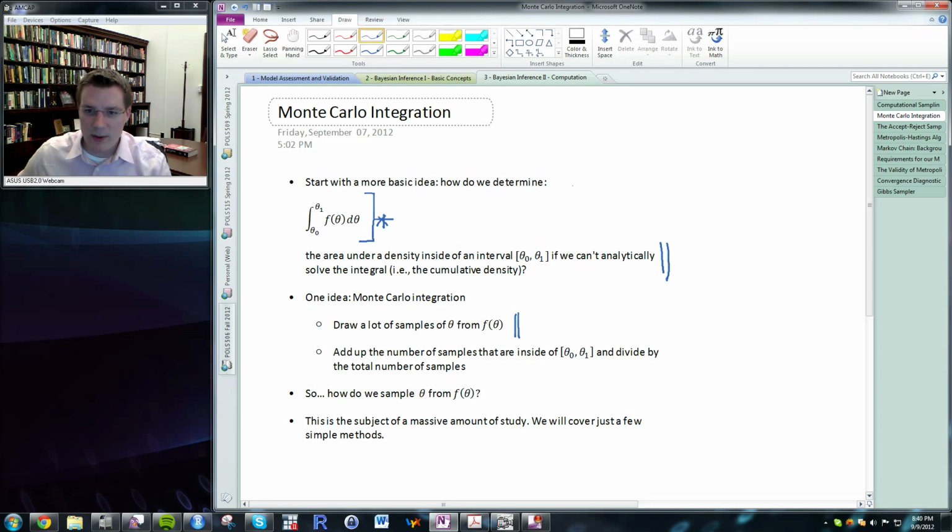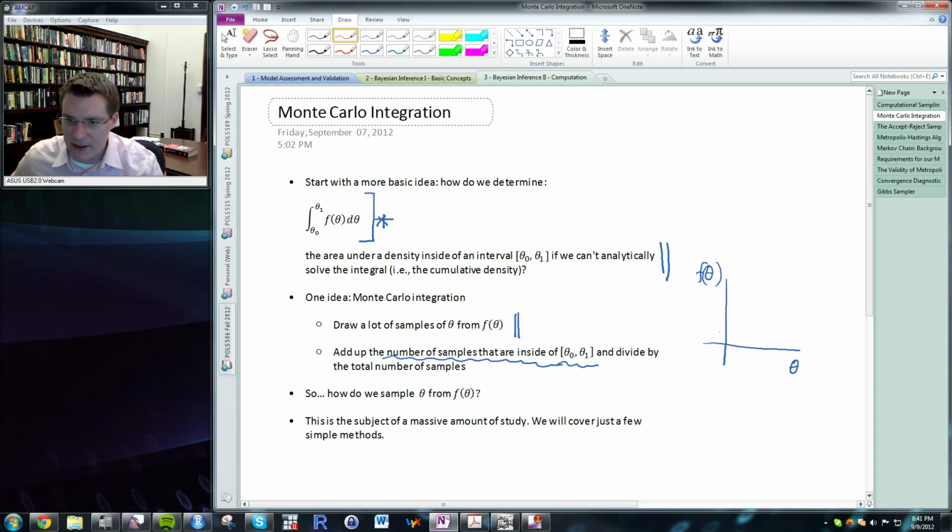Okay. Then, if, for example, we wanted to integrate over f of theta between theta 0 and theta 1, all we would do is say, okay, I'm going to count the number of samples that are inside of theta 0, theta 1. And then I'm going to divide by the total number of samples. So think of there being some distribution here. Here's f of theta, and here's theta. And we drew a ton of samples out of this density. And you can think of there being a sort of histogram of how many samples we drew in each bin of theta, something like that.